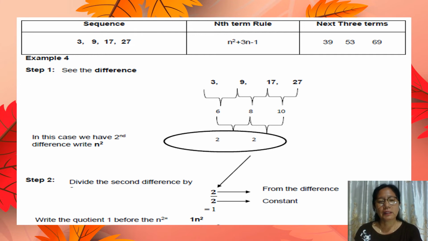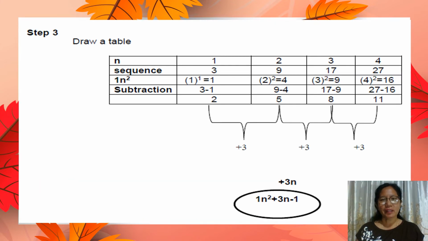It is now 1n squared. So we are now on step 3, and this time we draw a table. If n is equal to 1 and the sequence number is 3, so n squared or 1 squared is equal to 1. 3 minus 1 is 2. Now if n is equal to 2 and the sequence is 9, n squared or 2 squared is equal to 4. 9 minus 4 is 5.